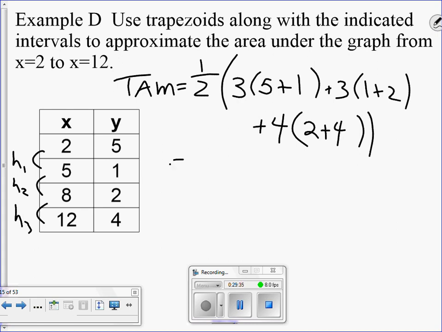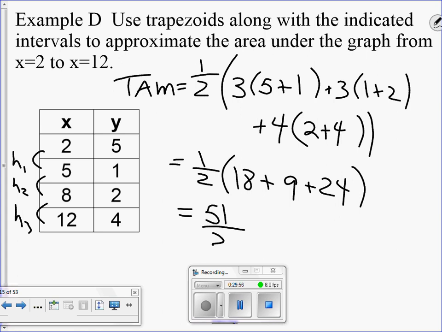All right. So we have 1/2 times... 27 and 24, 51. You didn't get that? Oh, you got that? Cool. Not bad though, right?